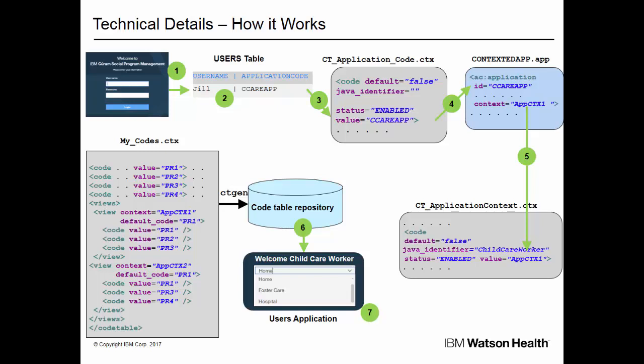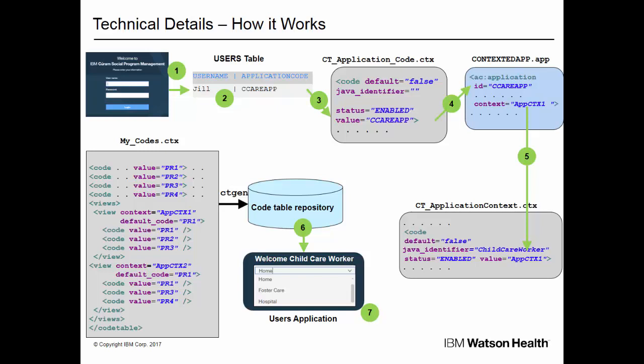At runtime, code table filtering operates as follows. First, the user logs in. Then, the user's record is read from the user's table. Next, the application code from the user's record is used to find the application in the application code table. Next, the app file for the application is read. Then, if the app file defines a context, the context must match an entry in the application context code table. The context is then set for the session.